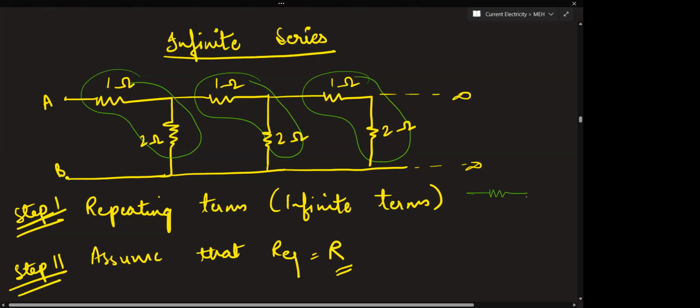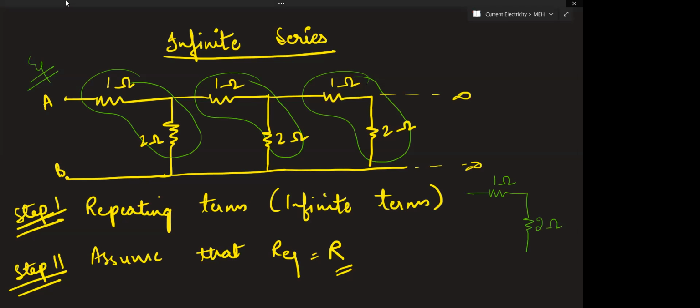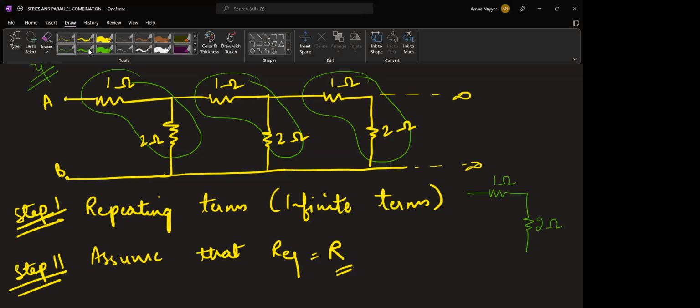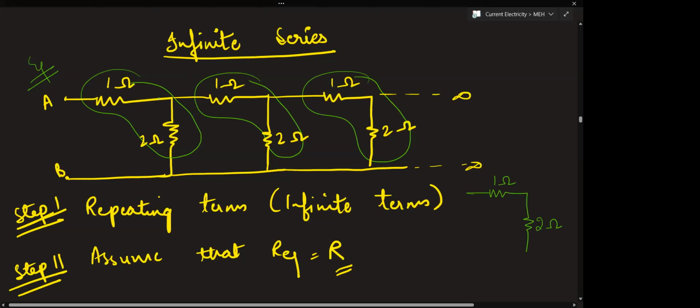Our repeating term can be understood with the help of an example only. Any question can come. I have taken a random example, and this 2 ohm is the repeating term we have considered. Now, whatever is the equivalent resistance of the whole circuit, the final answer that we have to find out, let's say that is R.